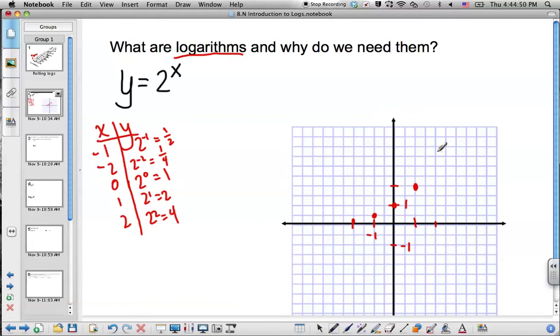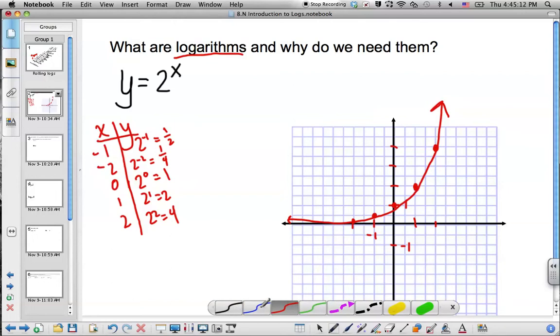So this is what's called a classic exponential function. When we look at it, it wasn't one of our parent functions before, but this is actually a new parent function. And it looks like that. So there's our exponential function. That means by looking at the graph, we can solve for many things.